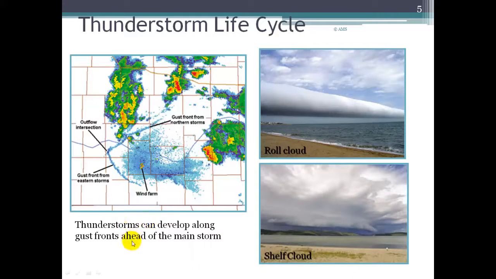Here we see that thunderstorms can develop along gust fronts ahead of the main storm. So what we're seeing here are thunderstorms. Here's a gust front from some of these eastern storms. So this is usually not the way our weather goes, but this is looking at one thunderstorm. So here's our thunderstorm, and the gust front spills out here, and it can be strong enough to produce its own uplift. All that cold air pushed down to the Earth's surface can cause any existing warm, moist air that was there to suddenly rise, and so we can get thunderstorms that develop along the gust fronts ahead of the main storm.